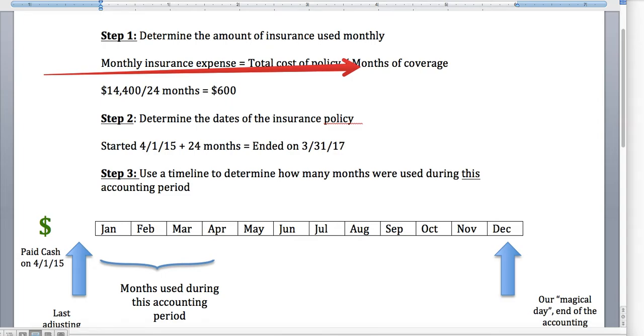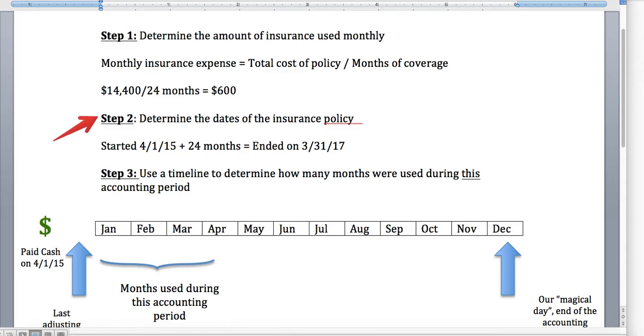So in the example that we were looking at, if you're following along on page 150, this is policy A. The total cost of the policy was $14,400, and it was good for 24 months. So if you take $14,400 divided by 24 months, you find out that the monthly insurance expense is $600. Okay? So that means every month you use up $600 of insurance. Then you get to step 2.